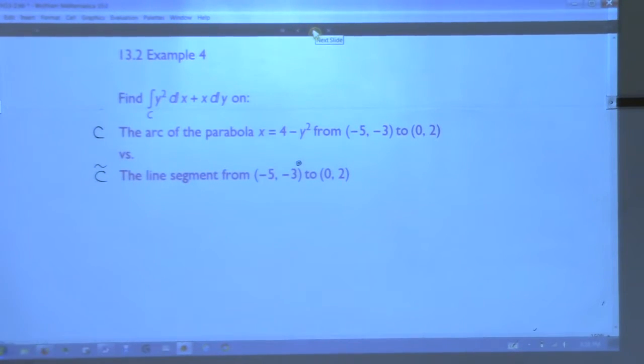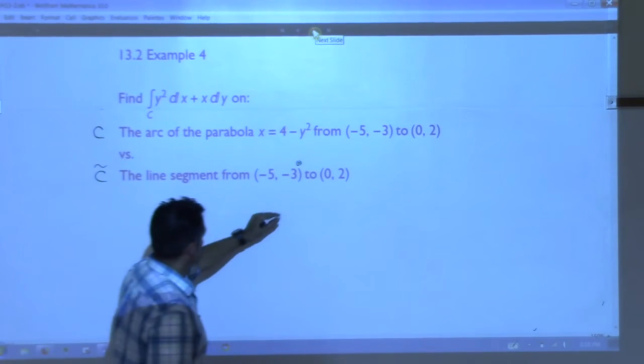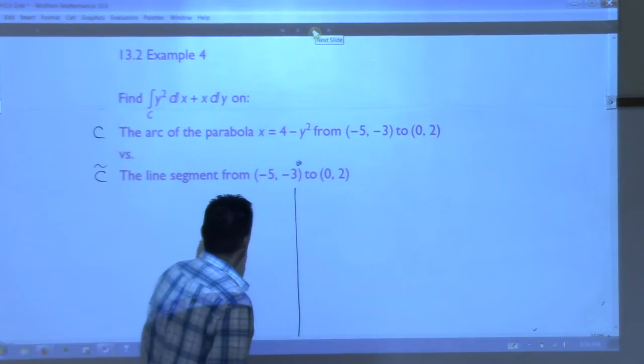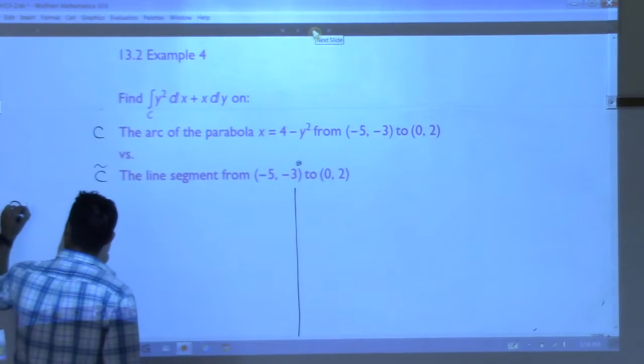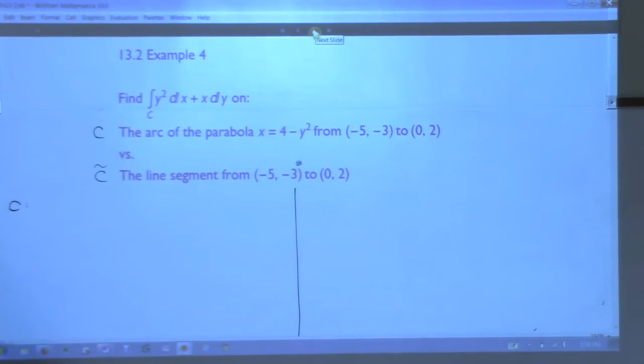So let's come up with the paths first. We'll split the board in half, and let's do C first. Where are we at? Who's up? Who's up? You're up. For C, arc of that parabola.